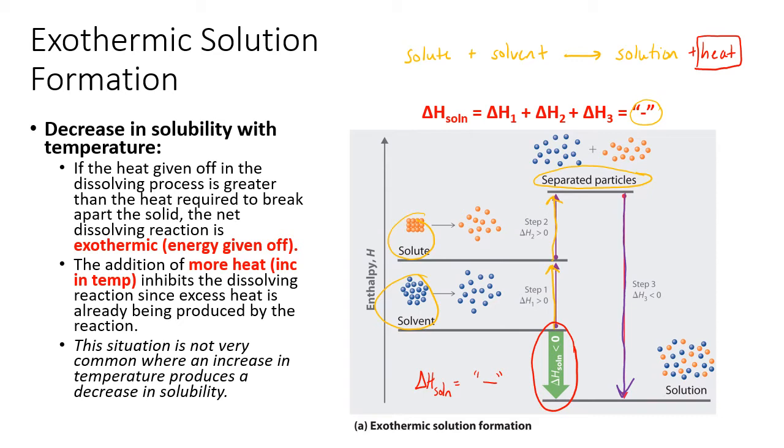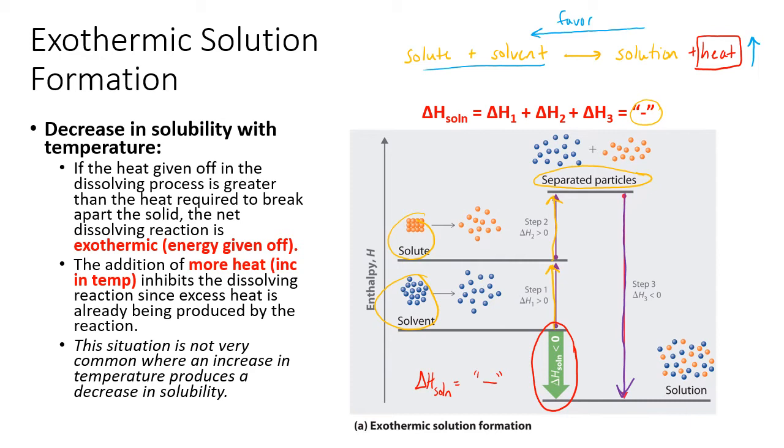If we were to start warming up an exothermic process of solution formation and increasing the temperature, we're going to drive it in the opposite direction. So we're going to favor our individual solute and solvent and not favor our solution anymore. Therefore, when you increase the temperature of a process that is exothermic, you're going to actually decrease the solubility because you're moving away from the solution now and you're moving towards the solute and the solvent.